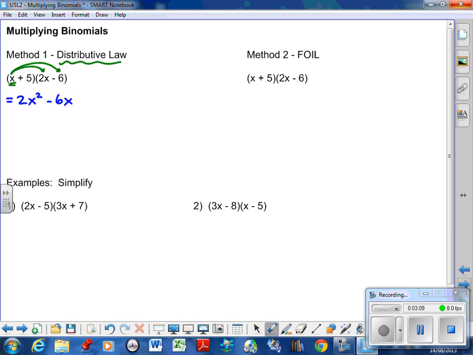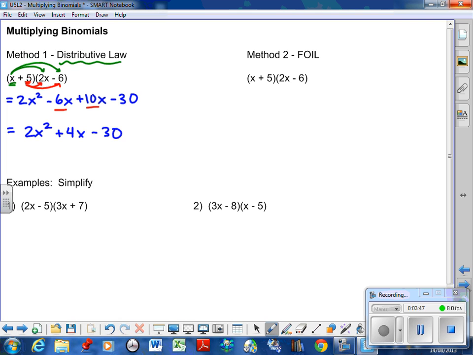Now the difference this time is that we have a second term. We have the 5, and it too has to be distributed in, so it gets multiplied into that second bracket as well. So we end up with plus 10x and then minus 30. And there we go. That's the difficult part, the multiplication. Now we just have to collect like terms. With the binomial expansion, it's usually just the x terms that are common. So 2x squared, negative 6 plus 10 is plus 4x, minus the 30. So that is the distributive law method.